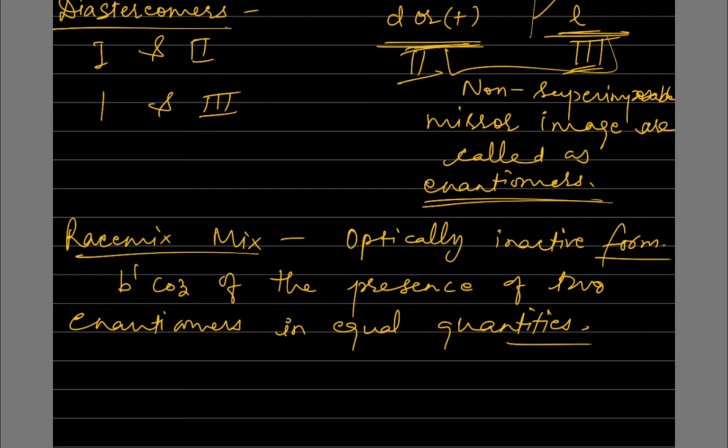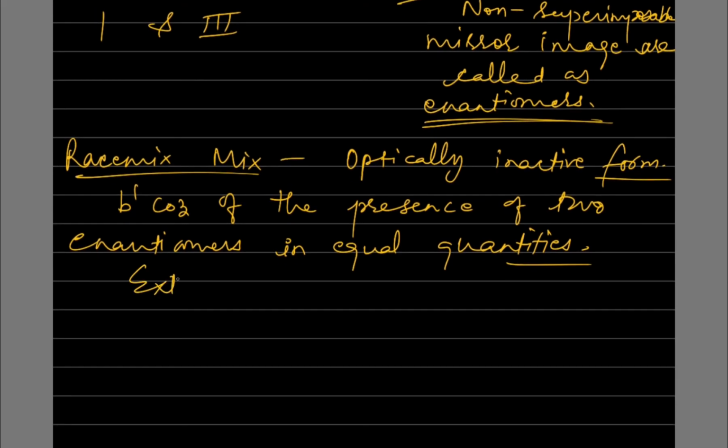Why? Because the compound has the non-superimposable mirror image, right? The compound will be optically inactive because of the presence of two enantiomers in equal quantity. One will rotate the plane polarized light towards the right while the other will rotate towards the left to an equal angle, and that is why the compound will be optically inactive, and this phenomenon is called external compensation. The compound becomes optically inactive just because of the mixing of the enantiomers externally.